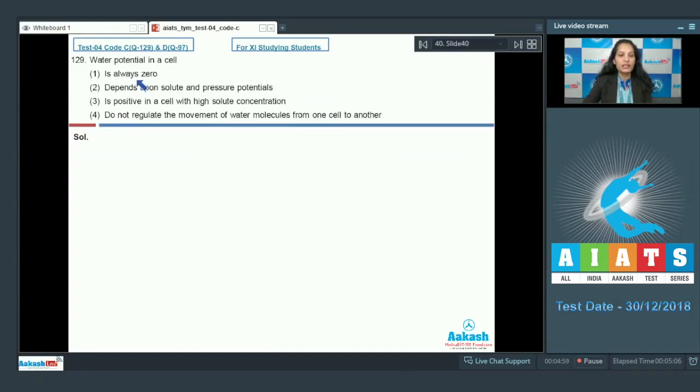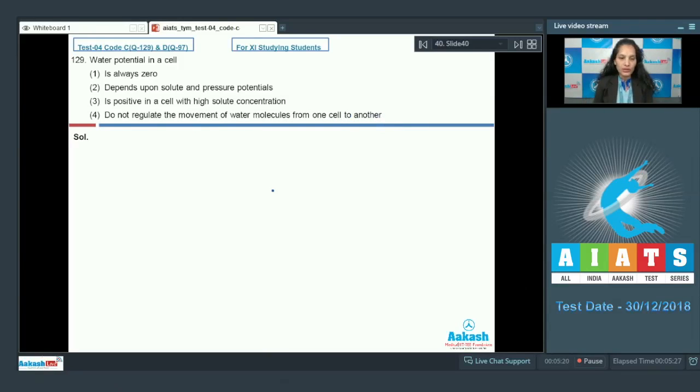Question number 129. Water potential in a cell. First option: is always 0. Second: depends upon solute and pressure potentials. Third: is positive in a cell with high solute concentration. Fourth: does not regulate the movement of water molecules from one cell to another.